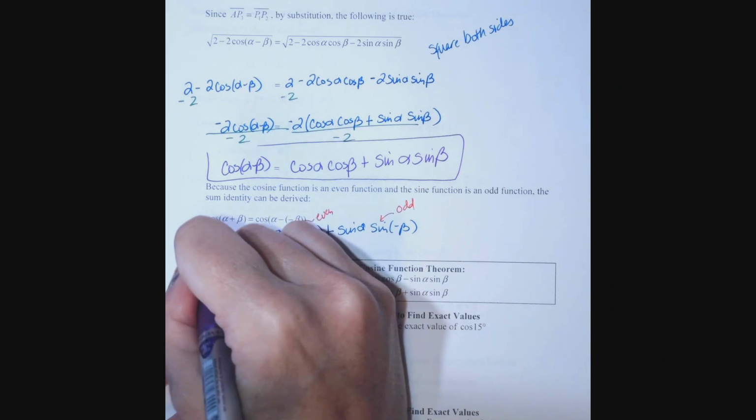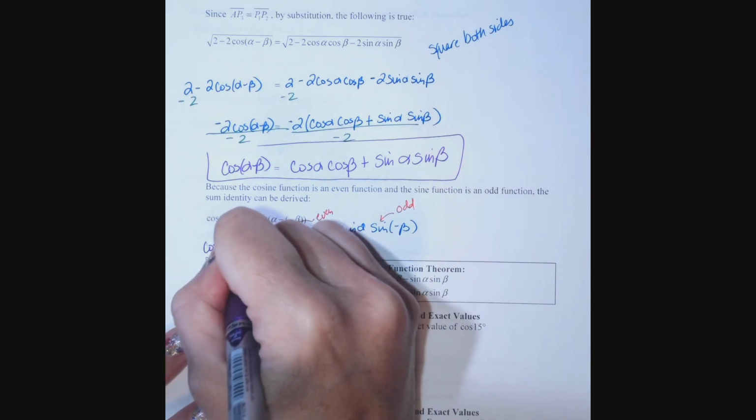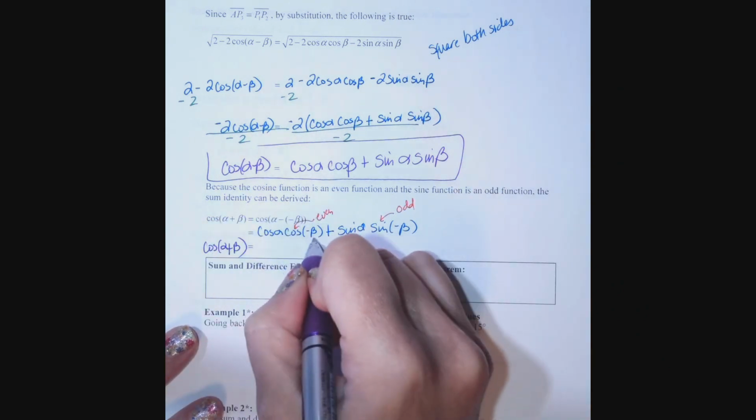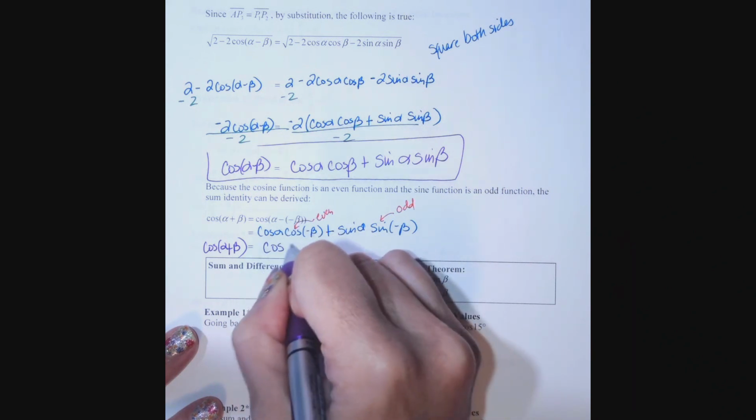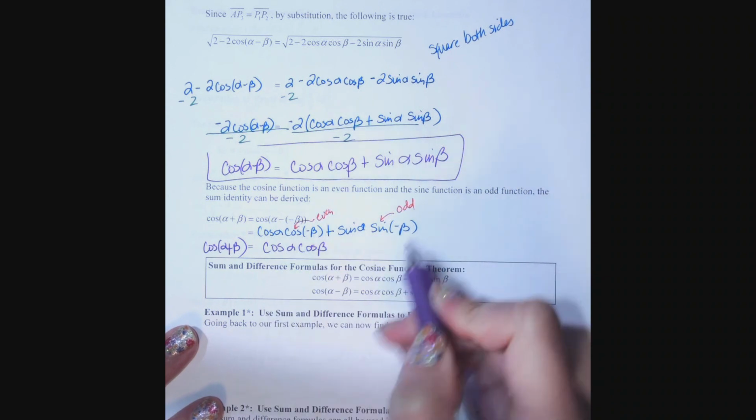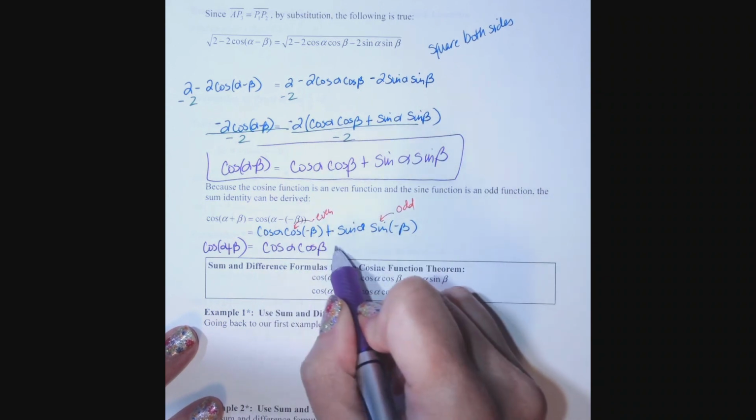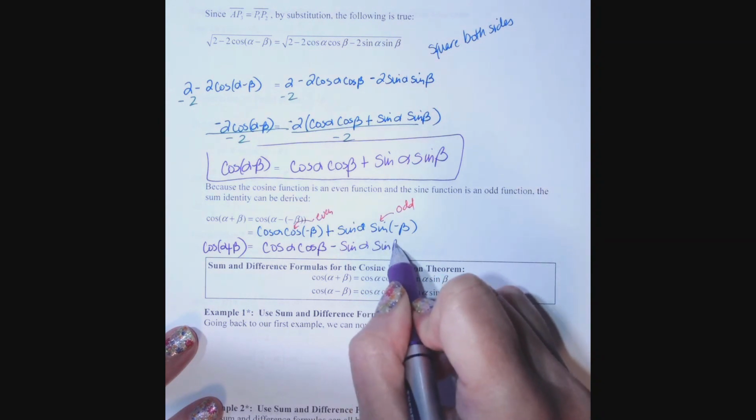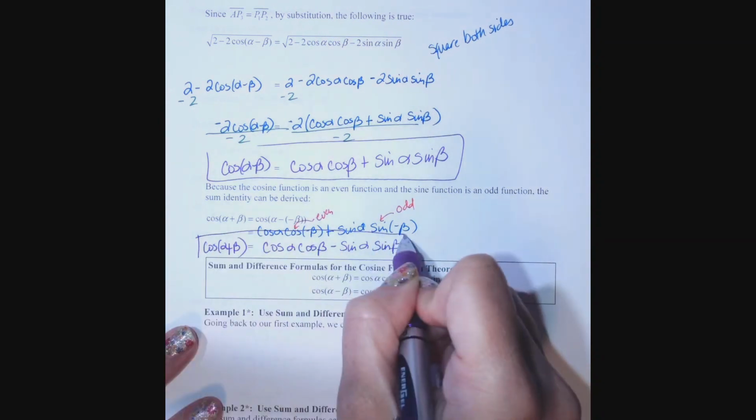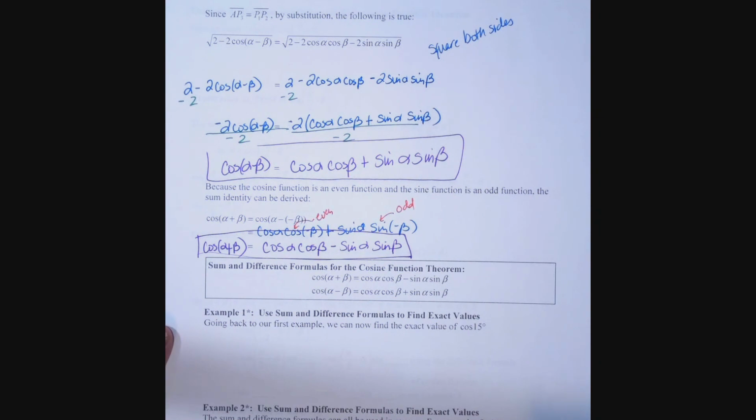So that means that cosine of alpha plus beta is equal to, this is an even function, so that goes away and is cosine alpha cosine beta. This is an odd function, so I bring that negative out front, minus sine alpha sine beta. And that is my cosine sum identity.